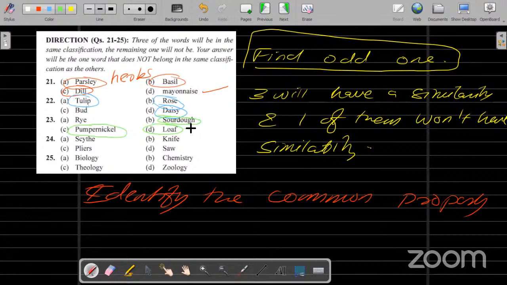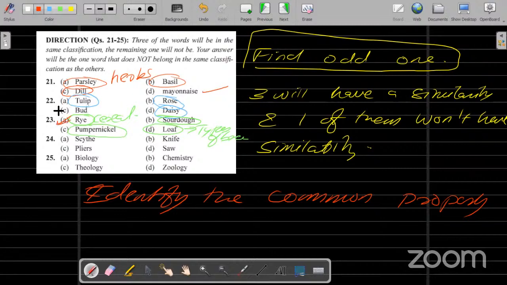Sourdough is also a type of bread. These are types of bread, whereas rye is a kind of cereal. It's a kind of cereal that is used to make bread. The other three are types of bread, and that's a cereal. So the answer to question number 23 is option A.